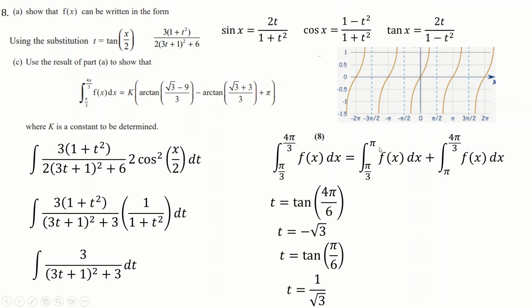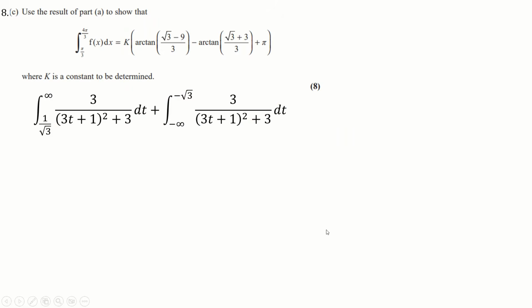So we need to split this up into here, and then we also need to say, well, what happens when you put pi into there? Well, of course, tan of pi over 2 is infinity, so we end up with this thing here. And then we say this integral needs splitting up, and we'll replace all of these inputs with these 4 answers here. So we'll go from 1 over root 3 here to positive infinity, and then come back from negative infinity, and then finally up to negative root 3. And that will be our integral here.